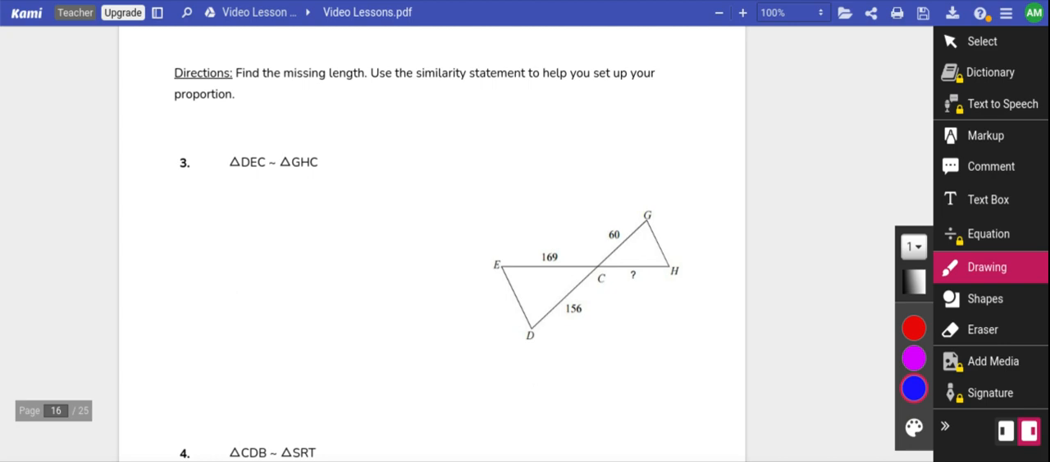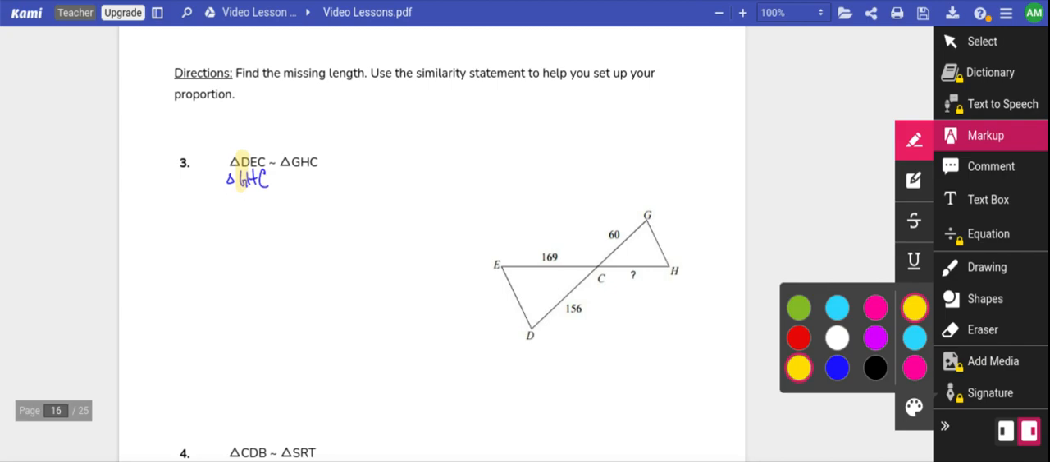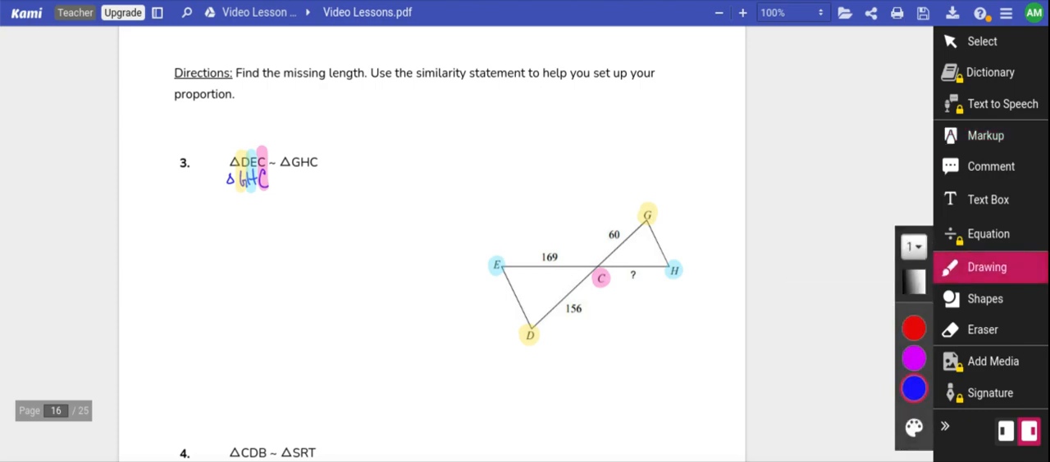So again, I can line these up and use a highlighter to help me. D and G are corresponding angles. H and E are corresponding angles. And angle C corresponds to itself. So now I'm going to identify our corresponding sides. So D and C in one triangle matches up to CD in the other.